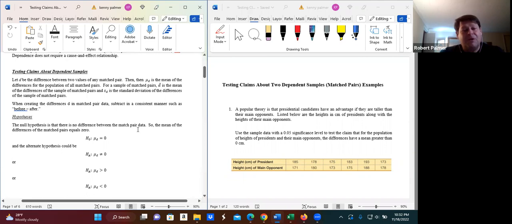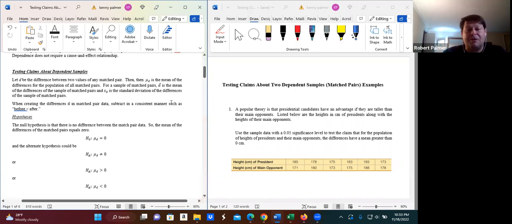So our hypotheses are going to be very similar to what we've seen before. The null hypothesis is that there's no difference in the matched pair data. Although there may be differences in individuals, the mean of these differences should be zero if there's no real difference in the populations. The times one is greater than the other will essentially cancel out, and the mean will be essentially zero, indicating there's no difference between these matched samples.